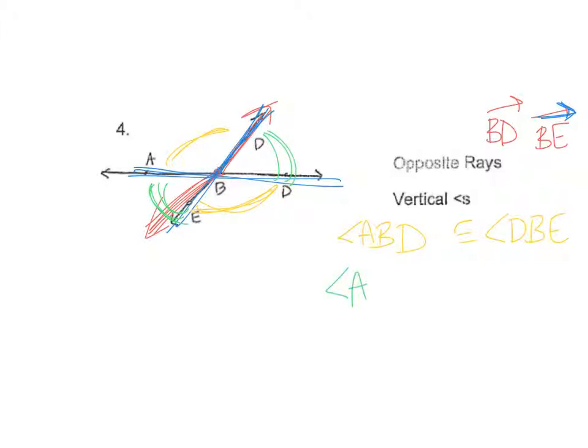Angle ABE is congruent to angle DBD. I didn't even notice there's 2 D's on here. That's weird. By the vertical angle theorem.